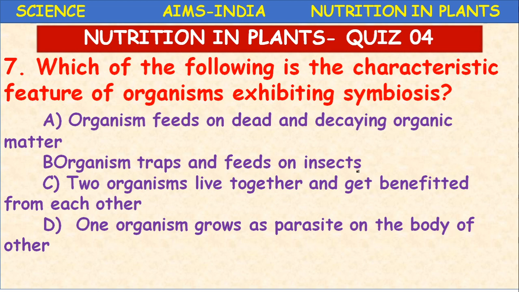So symbiosis, symbiotic association means the two different organisms associate with each other, get benefit with each other, are mutually benefited. Such a type of nutrition is called symbiosis. So what is the correct option here? C. Two organisms live together and get benefited from each other. Okay, children. Next.